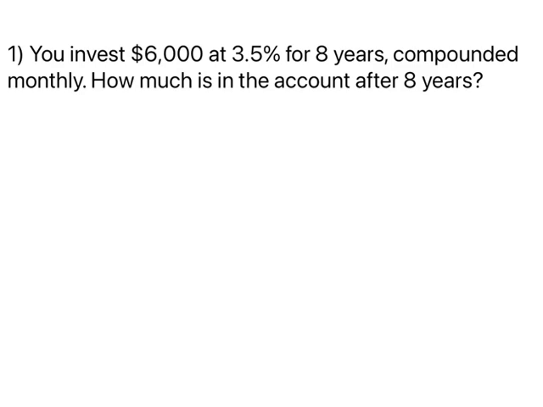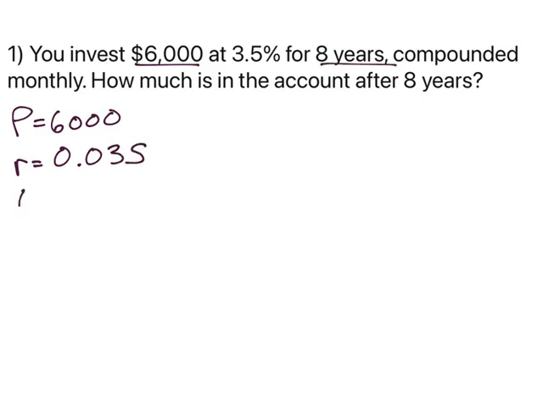Now, I'm a huge fan of first saying, what is the information that we have? So we know the principal is $6,000 because that's how much I start with. Then we've got the rate of 3.5%, so that's 0.035. 8 years, so time is 8. And we're compounding monthly, so n equals 12.